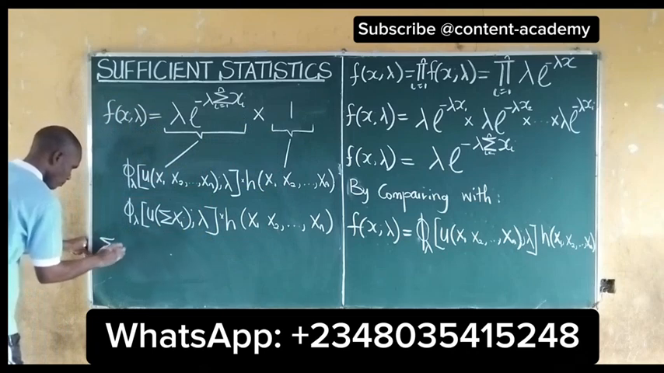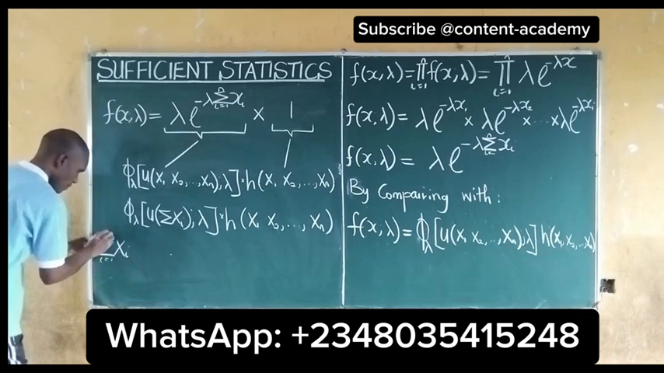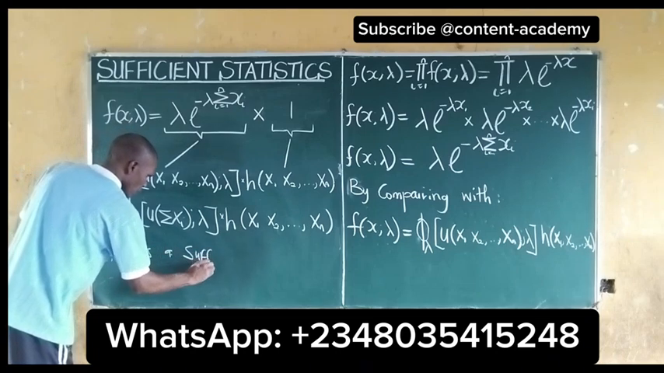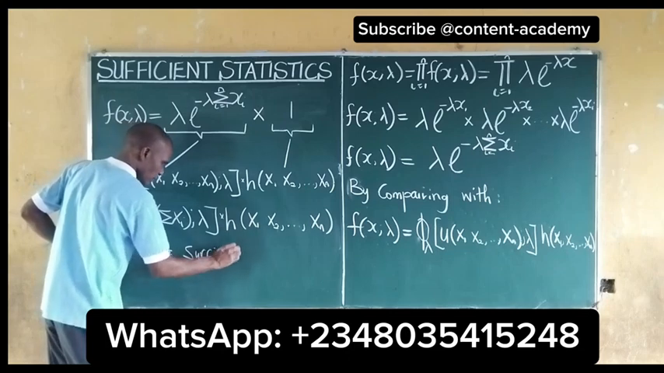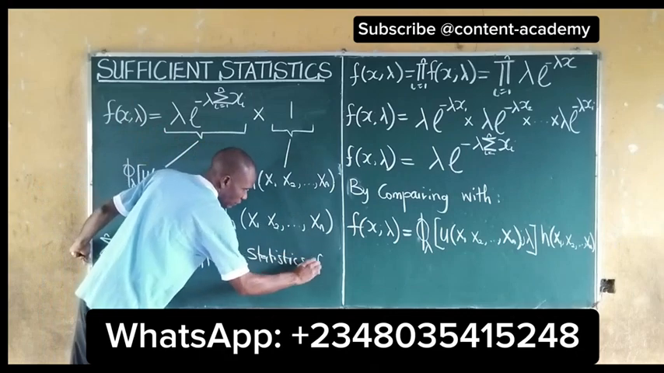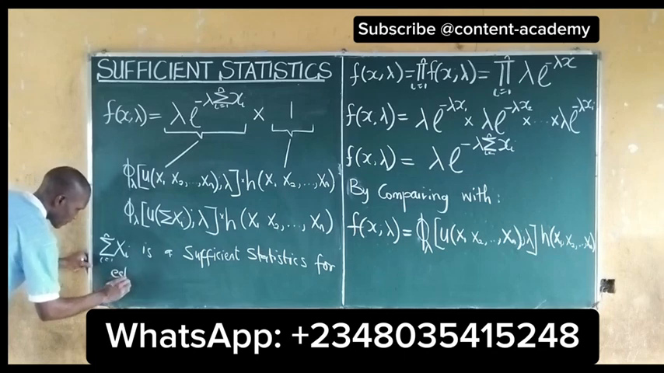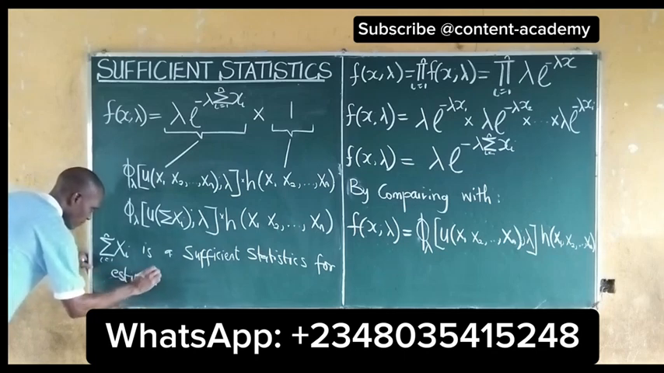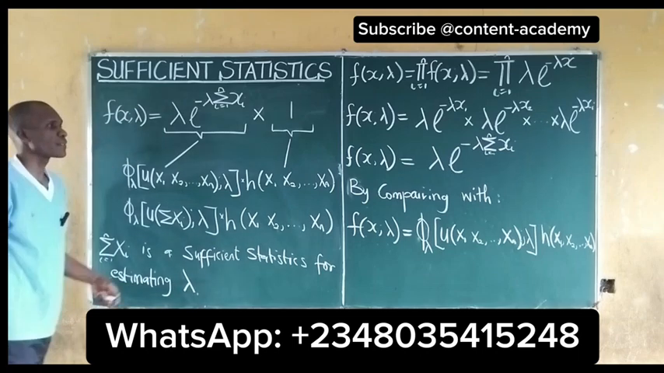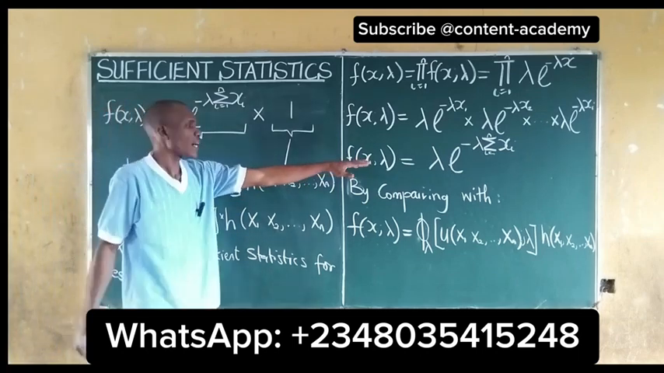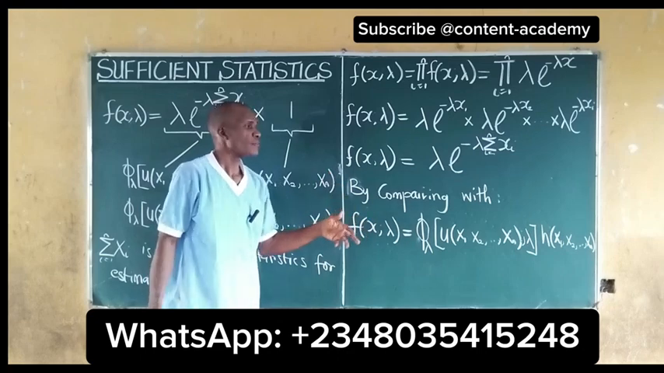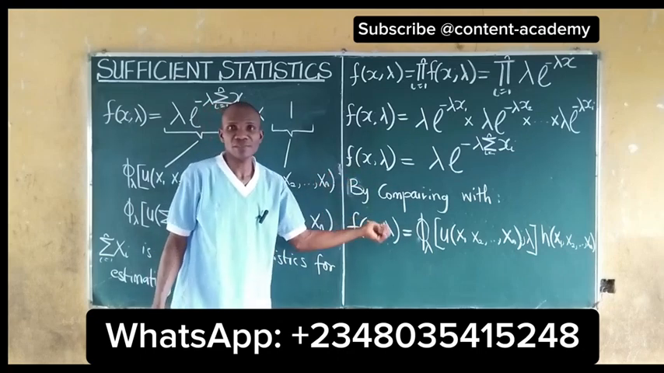So we can say that our mean is a sufficient statistic for estimating lambda. So this is how we can estimate lambda when we are asked to find the sufficient statistics. This is how lambda can be estimated for the exponential distribution.